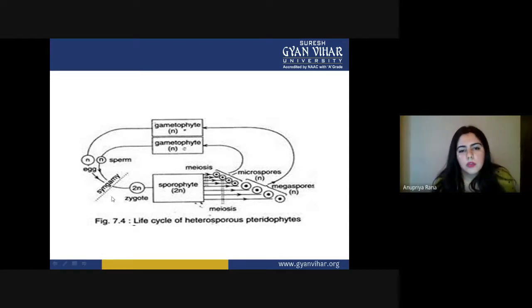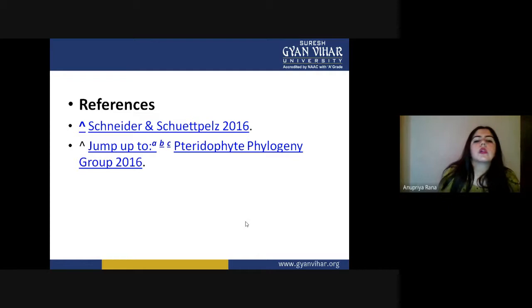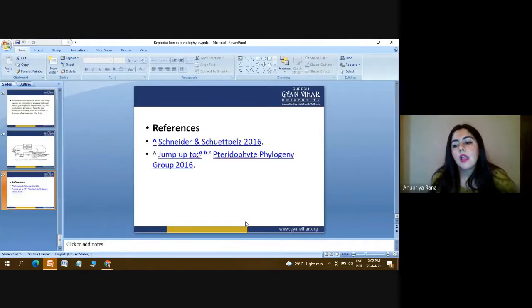So this process rolls over and over again, and in this way we call it the life cycle of heterosporous pteridophytes. This is all about the pteridophytes, how they reproduce, how they work, how the sporangia form, and how their life cycle works.